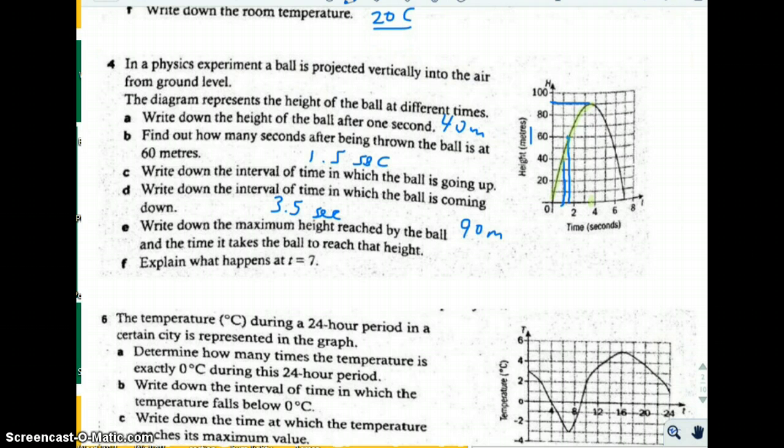Explain what happens at t equals 7. T equals 7 is right there. Well, the height becomes 0 again. It starts out at 0, it becomes 0 again, so the ball has gone all the way up, and then it comes back down and hits the ground. So I would say something like ball lands on ground, something like that. Okay.